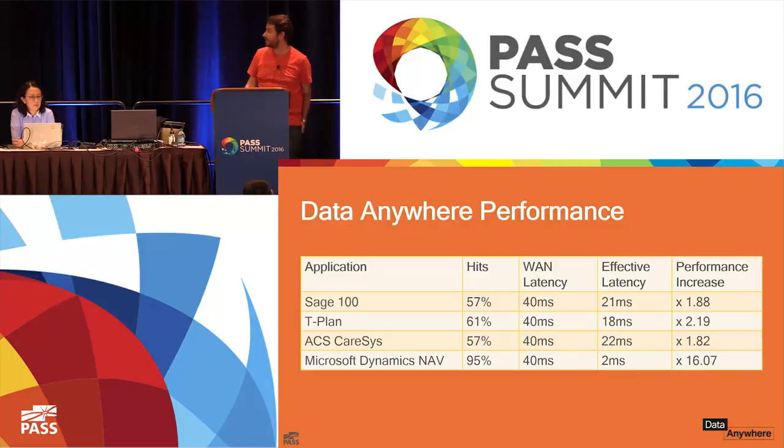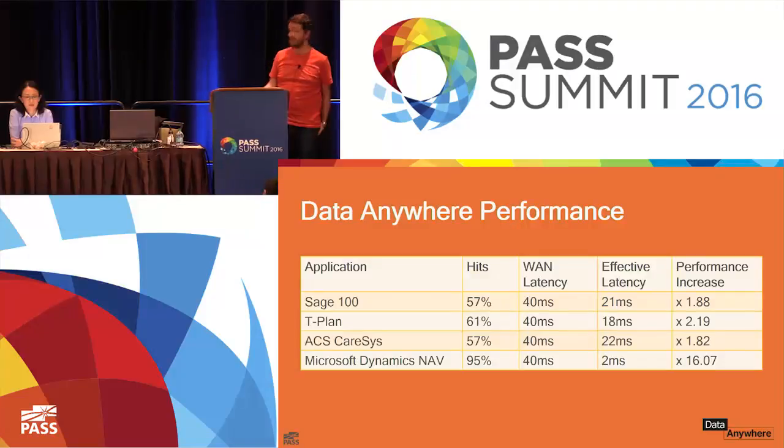With Microsoft Dynamics NAV, we actually prefetch 95% of their queries, which makes it 16 times faster. Now, that's a three-tier application, so the acceleration we're talking about is between the app server and SQL. Again, you'd probably have your app server nice and close to SQL normally, but for something like disaster recovery, you may introduce that 40 millisecond latency. With DA in there, it would bring it down to a LAN-like latency of 2 milliseconds.